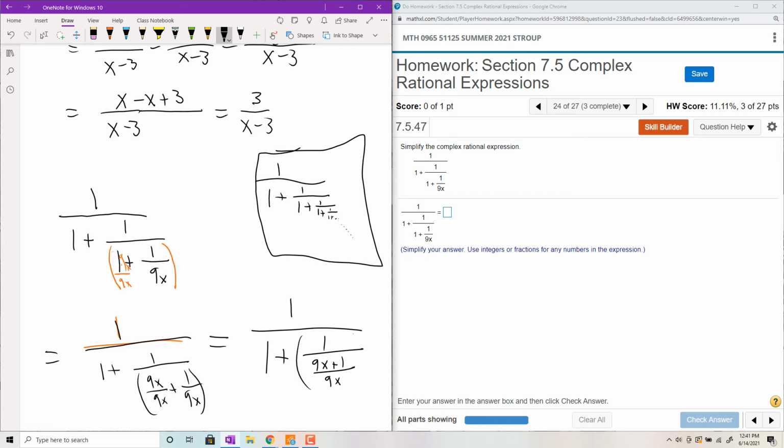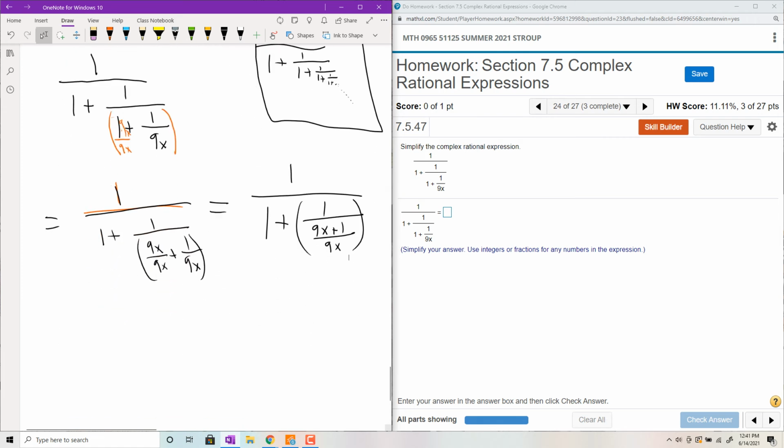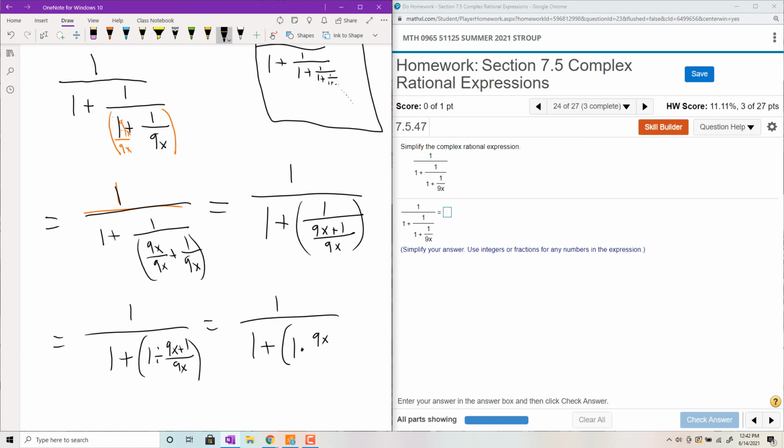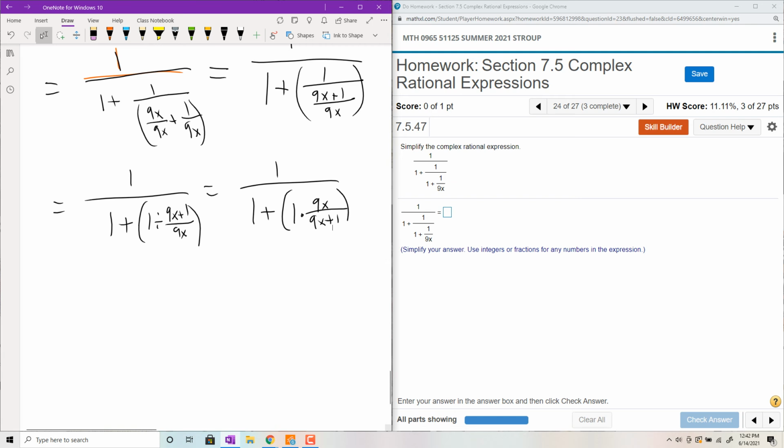Okay. Now I'm going to rewrite that as multiplication to simplify it. So that'll be 1 all over 1 plus 1 divided by 9x plus 1 all over 9x. Okay. And then I'm going to rewrite that as multiplication. So 1 all over 1 plus 1 times 9x all over 9x plus 1. So that's easy to simplify. So 1 all over 1 plus 1 times that 9x over 9x plus 1 is just 9x over 9x plus 1.